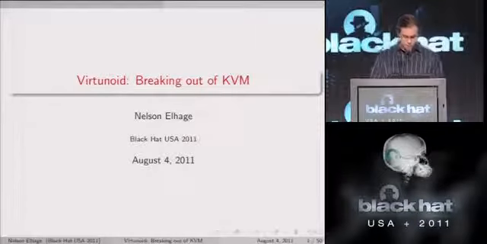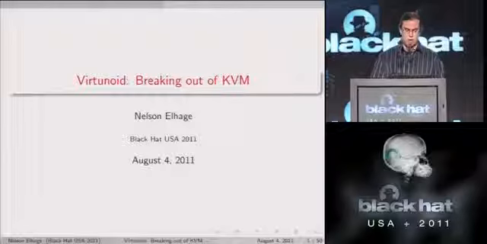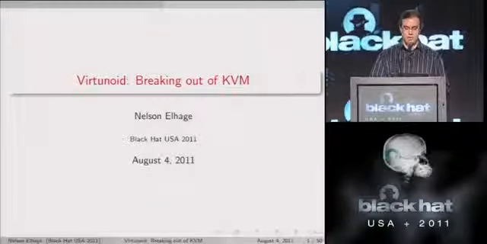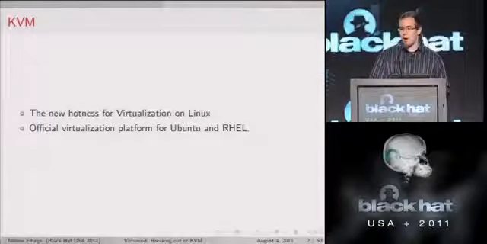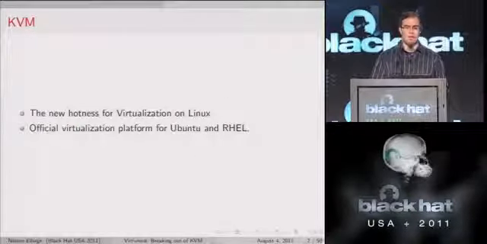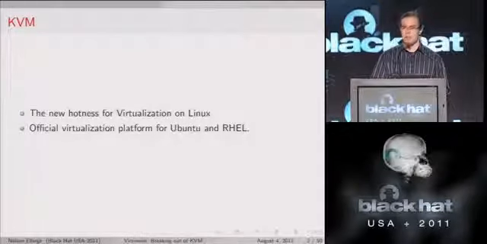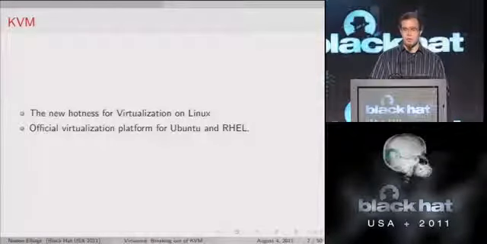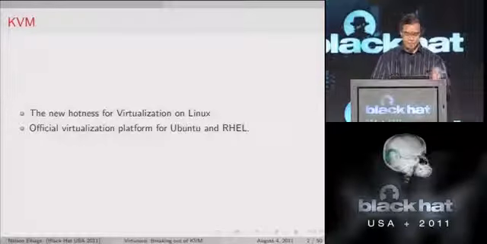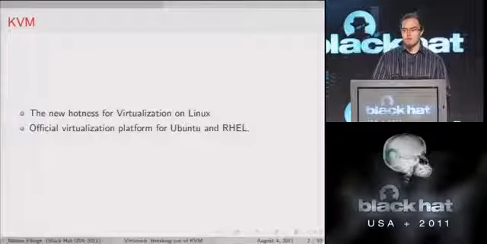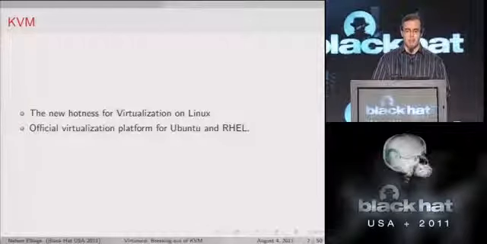All right, I'm going to be talking about attacking and breaking out of KVM, the Linux Kernel Virtual Machine virtualization system or hypervisor. I assume that you're vaguely familiar with what KVM is if you're here, but it's an open source virtualization solution for Linux that was the first to be primarily developed in tree and officially blessed by the upstream Linux developers. And it's basically becoming the new hotness for doing virtualization on Linux, and it's become the official platform for Ubuntu and Red Hat, although they also still support Xen.